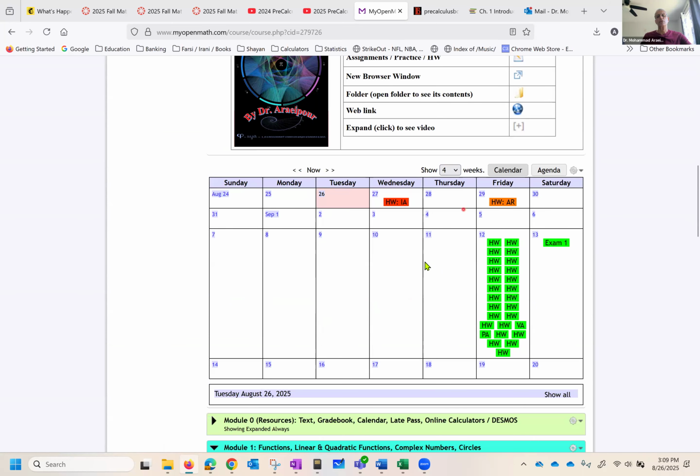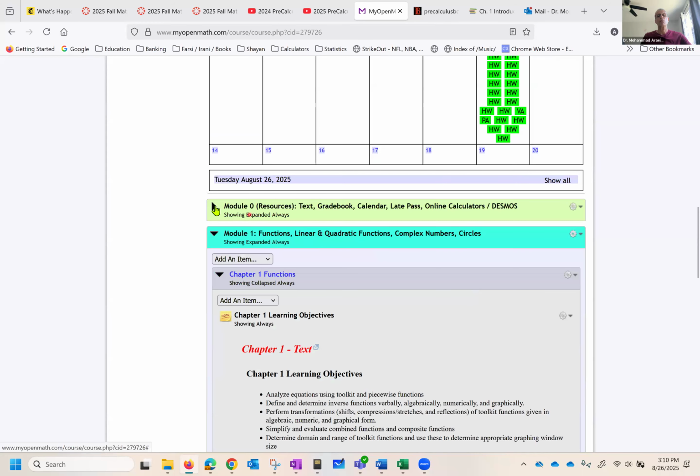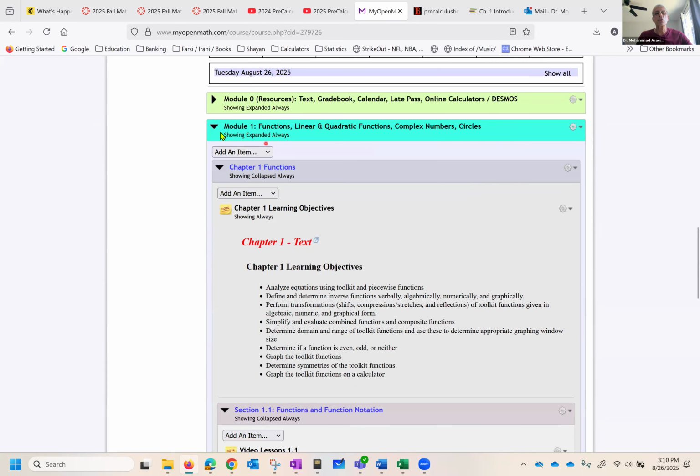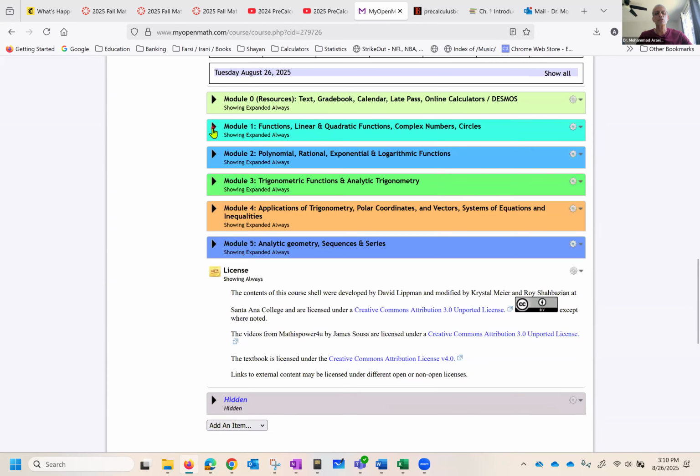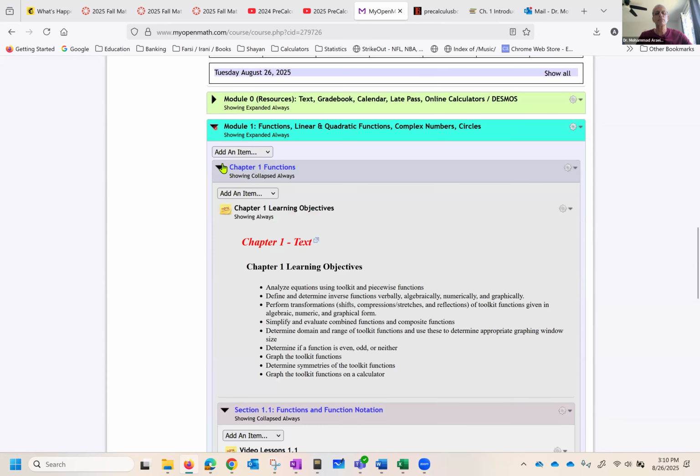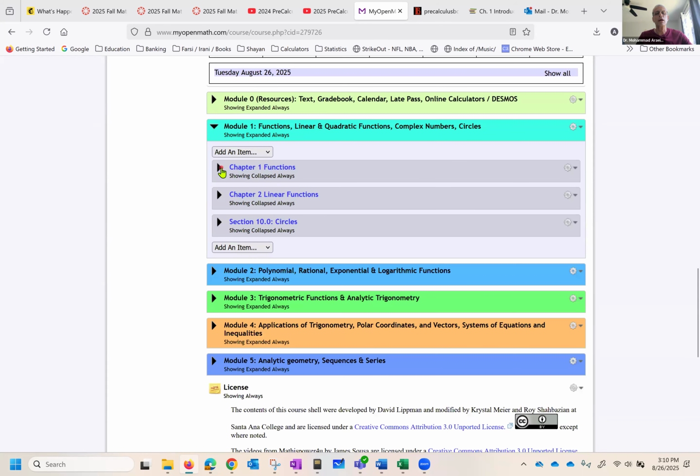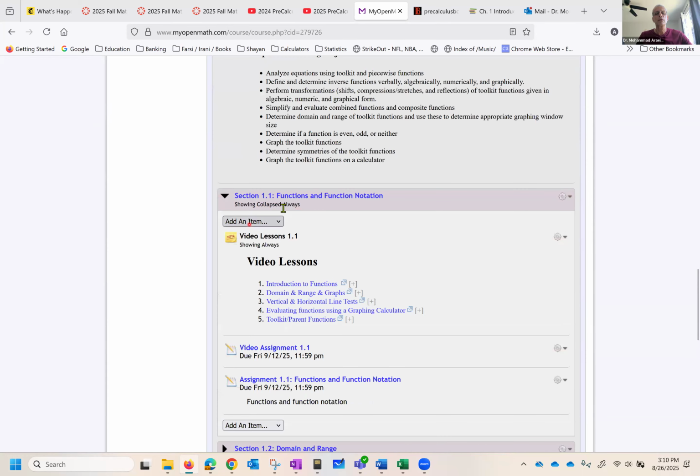Be very careful right here. The calendar indicates all the homework is due right before exam 1. Please do it on a daily basis. Module 0 is nothing but a bunch of resources, including the text. Module 1 is where you start. You have to expand it. You go to chapter 1, you have to expand it. And then 1.1.